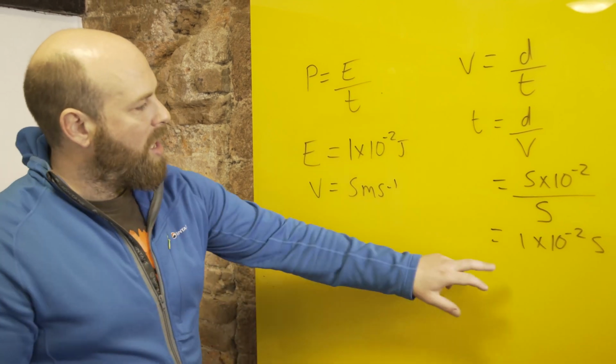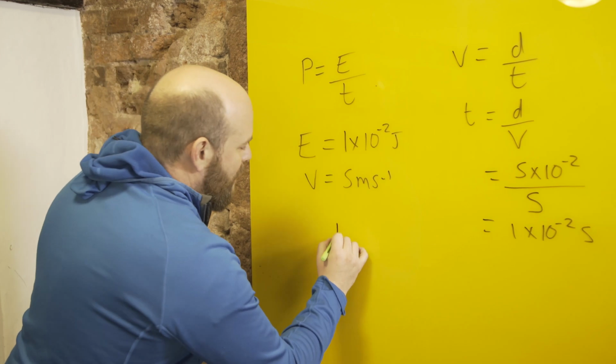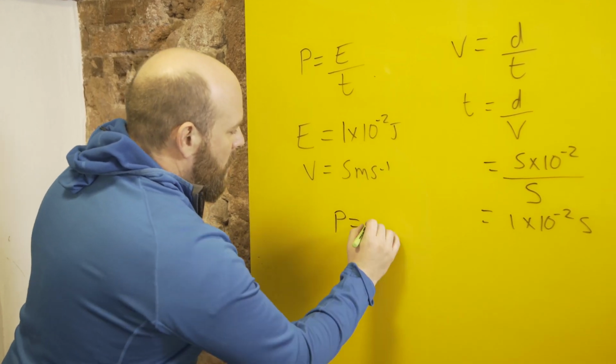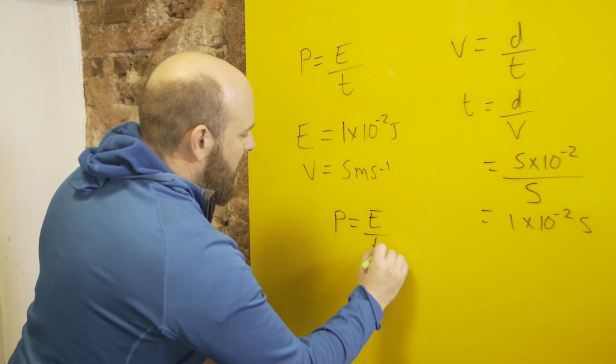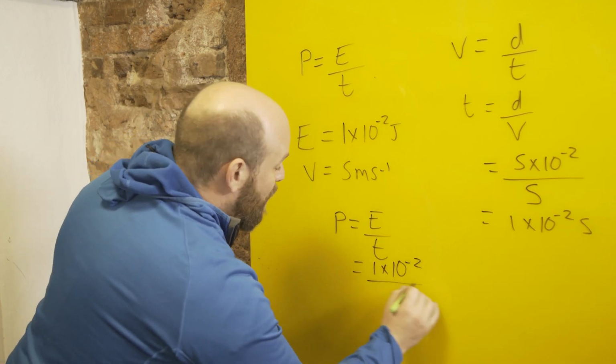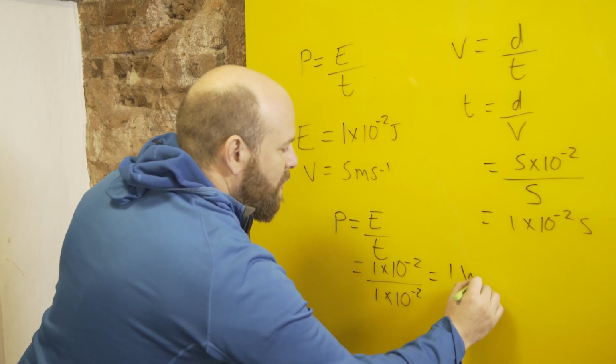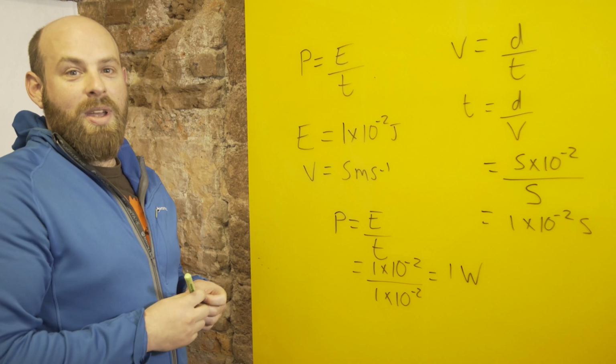So now I have all I need to calculate the actual power of the grasshopper. I have my energy and my time. So now all I do, it's come out very nicely, is I can say power is equal to energy over time, which is equal to 1 times 10 to the minus 2 divided by 1 times 10 to the minus 2, which is 1 watt. So the power of a grasshopper is about a watt.